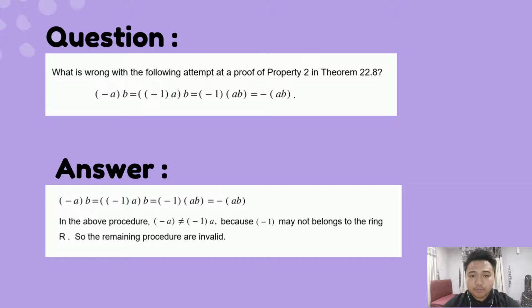For the example question for theorem 22.8: what is wrong with the following attempt at a proof of property 2 in theorem 22.8? Negative A times B equals negative 1 times A times B and is equal to negative 1 times A times B and is equal to negative A times B. Our answer: in the above procedure, negative A is not equal to negative 1 times A because negative 1 may not belong to the ring R, so the remaining procedure is invalid.